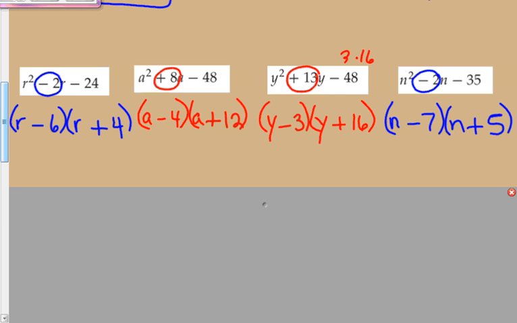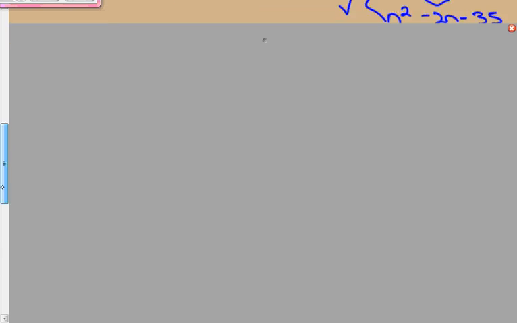And remember, you can always check these. Go back and do FOIL and see if you get that answer. And so this would be n squared. If we go backwards, it would be n squared, negative 7n, a positive 5n, and then a negative 35. And we put these two together for a negative 2n with a negative 35 and n squared. And that does match, so we know we're right. And this is a check. You can always check them. If there's one that doesn't feel right, check it. Doesn't mean you have to check all of them. But you certainly can check them.